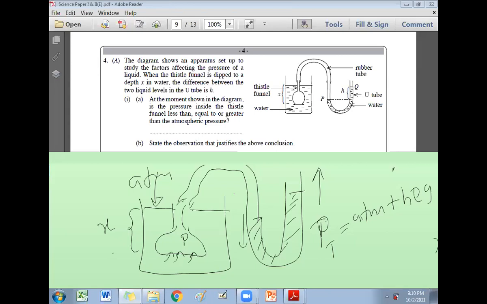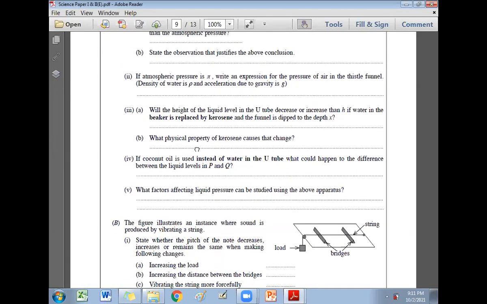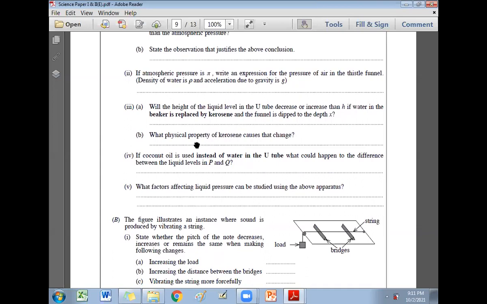Then the next one, part 2. If the atmospheric pressure is 5... Okay, did you write the answer for part B? The water level in arm Q is above the level P on the other side, right?